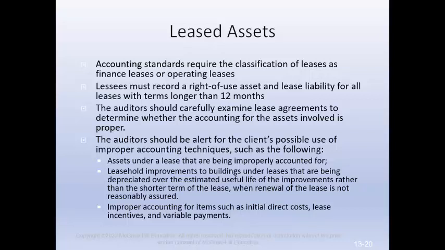Assets under a lease are improperly recorded, such as failure to record assets and liabilities for all leases of more than 12 months; leasehold improvements to buildings that are being depreciated over the useful life of the improvements rather than the shorter lease term when renewal is not reasonably assured; and improper accounting for items such as initial direct costs, lease incentives, and variable payments.